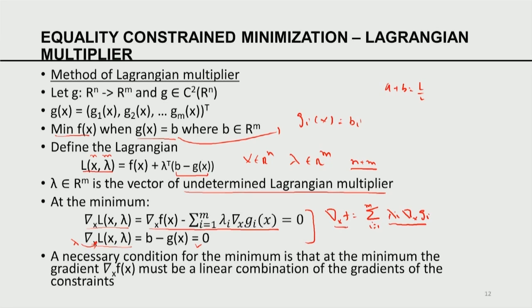So at the minimum, what does Lagrangian theory say? It is one of the most beautiful results in applied mathematics. It says a necessary condition for the minimum is that at the minimum the gradient of f of x must be a linear combination of the gradients of the constraint functions.